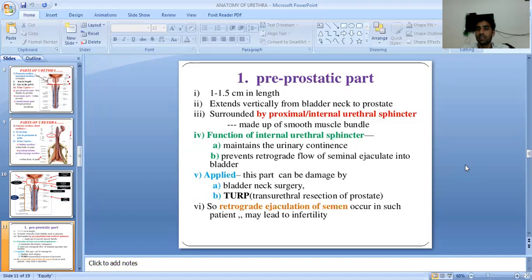It is 1 to 1.5 centimeter in length and extends vertically from the bladder neck to the prostate. It is surrounded by the proximal internal urethral sphincter, made up of smooth muscle bundles. Function of the internal urethral sphincter: it maintains urinary continence and prevents retrograde flow of seminal ejaculate into the bladder. Applied: this part can be damaged by bladder neck surgery and transurethral resection of prostate. So, retrograde ejaculation of semen occurs in such patients, which may lead to infertility.